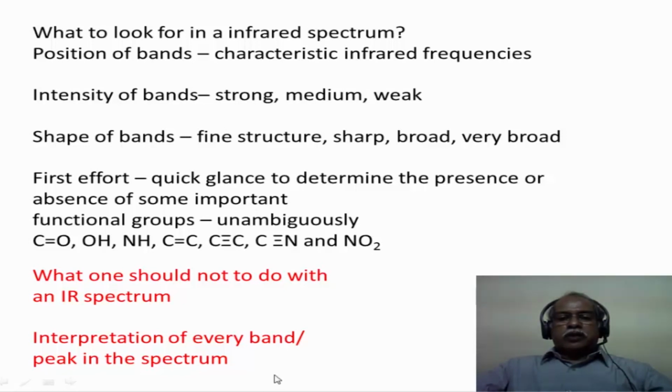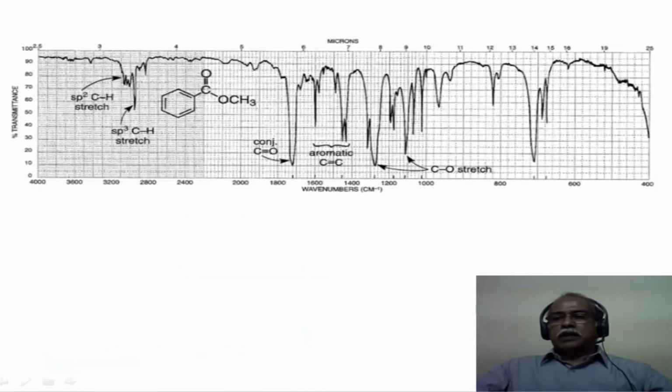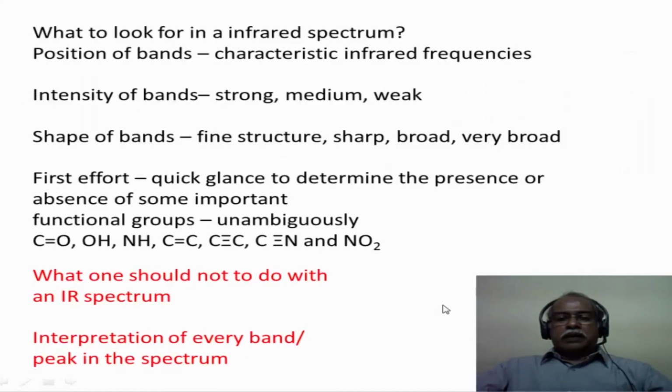What is it that one should not do with an infrared spectrum? One should not interpret every single peak in the infrared spectrum. For example, if we start interpreting every one of these peaks appearing in the infrared spectrum, that would be extremely difficult to do, and that is something one should not attempt. One should look for the prominent bands which are due to certain functional groups in the organic molecule.